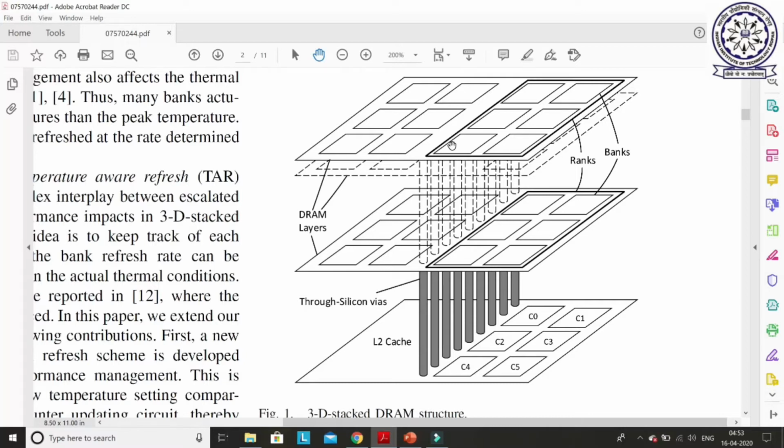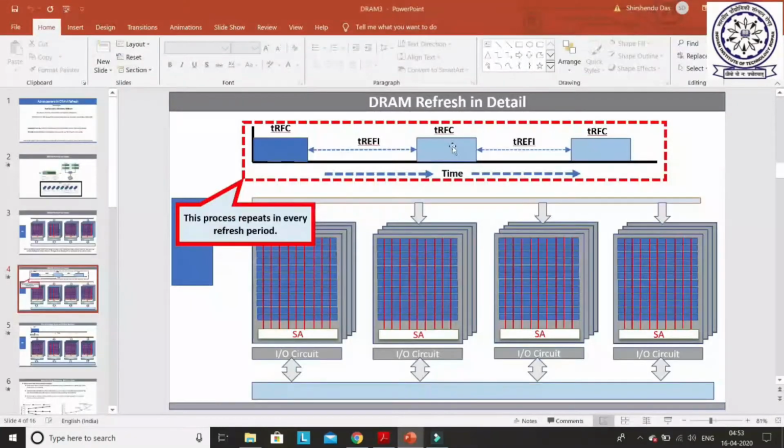So what is the problem? First of all, we have to understand. If we go for this design here, as I said, at normal temperature of up to 85 degrees centigrade, the refresh period is 64 millisecond, and if it is more than 85, then the refresh period is 32 millisecond.